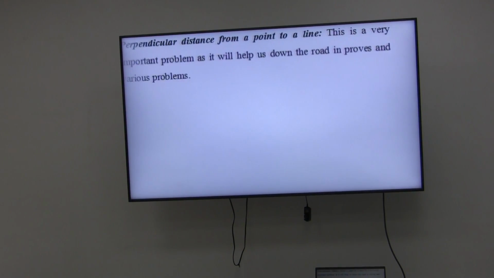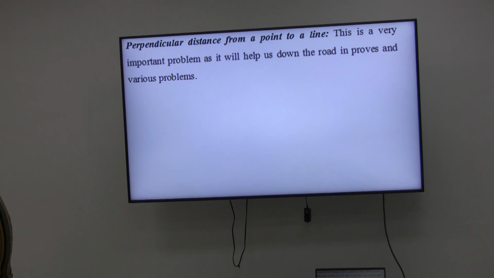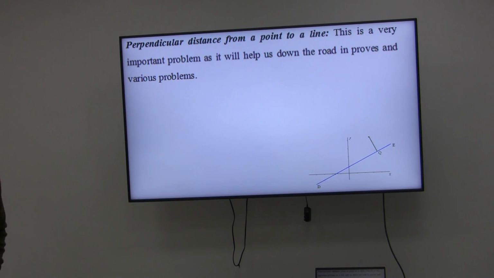Now, the perpendicular distance from a point to a line. This is really a very helpful equation. All you have to do is get the equation of a straight line equal to 0.